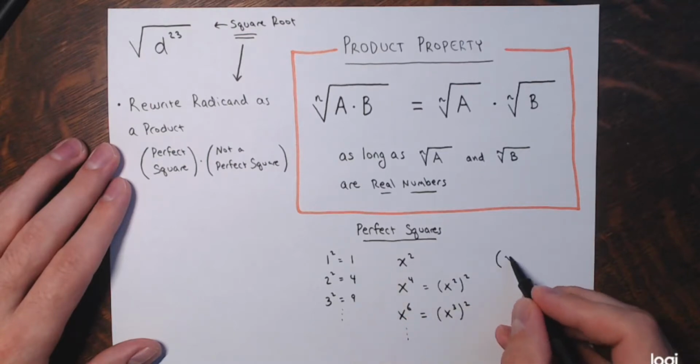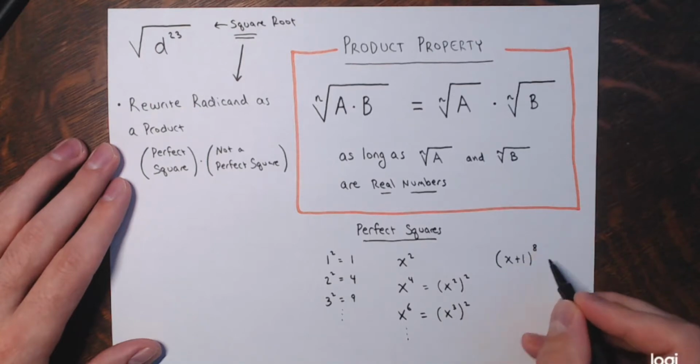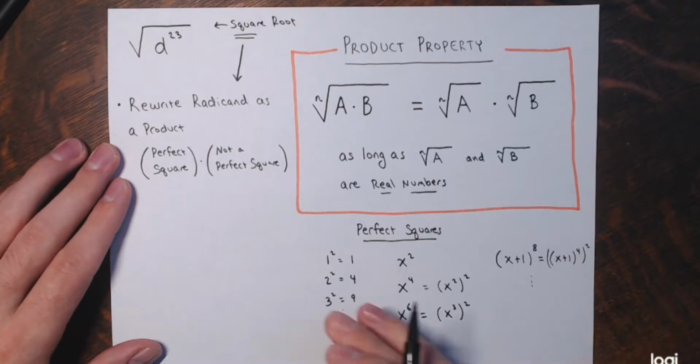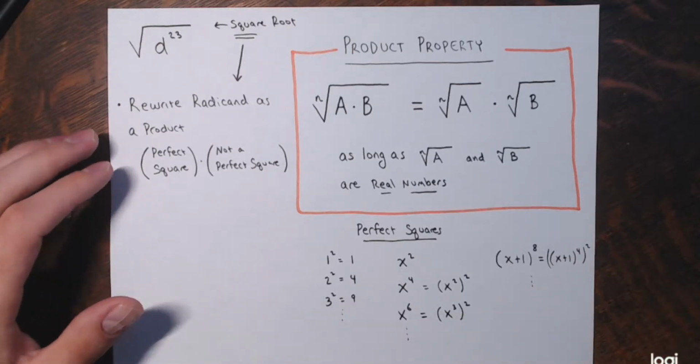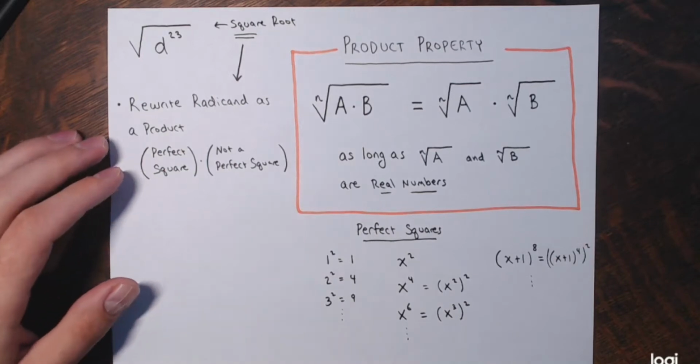I could have x plus 1 to the 8th power. Right? That's a perfect square because this is x plus 1 to the 4th, squared. And so on. So anything really that has an even power, an even exponent.